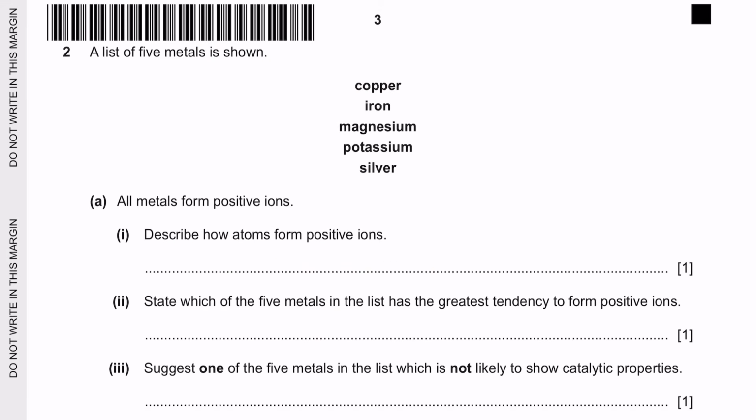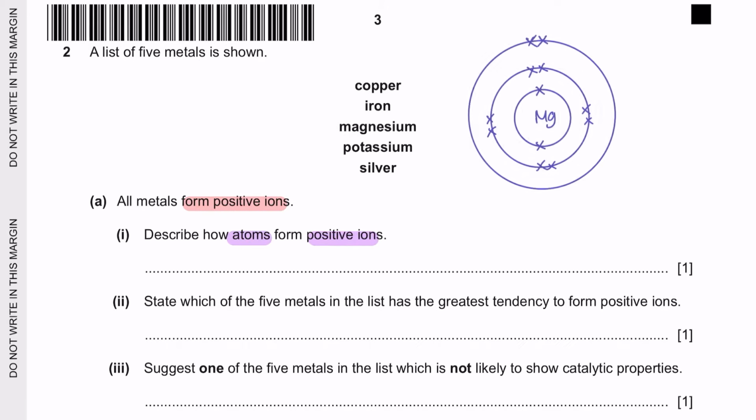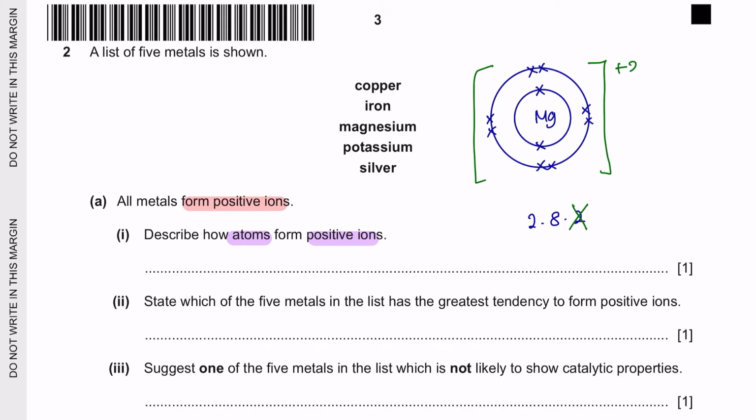Next, question part 2. A list of 5 metals is shown. All metals form positive ions. Part 1. Describe how atoms form positive ions. Let's say I have a magnesium atom with an electron configuration of 2,8,2. To become stable, it will donate 2 electrons from the outer shell, and that's how it forms a positive ion.